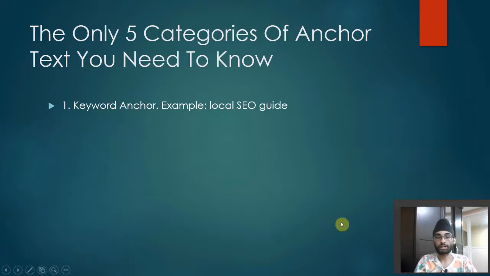But keyword anchor text also covers other types of anchor text which contain at least one part of your keyword, right? So let's say you want to rank for the keyword local SEO guide and you link using the anchor text, let's say, local guide. Although it doesn't contain the full keyword, at least one part of the keyword is used in your anchor text, and therefore I still classify it as keyword anchor text, right?